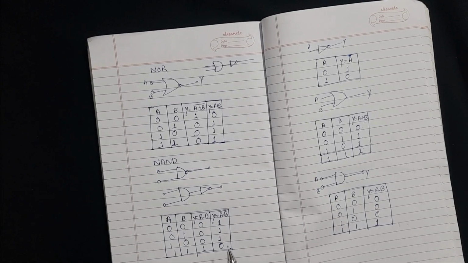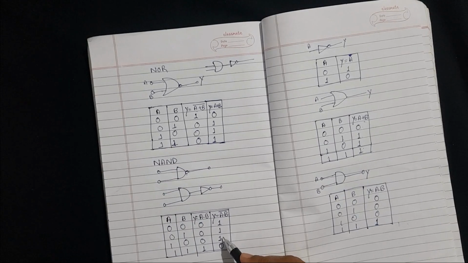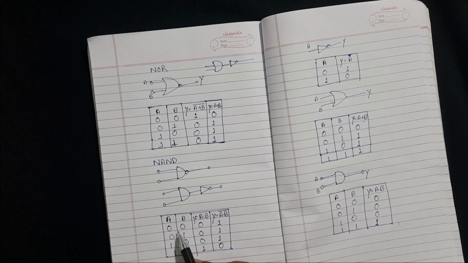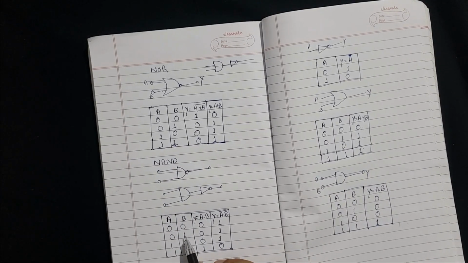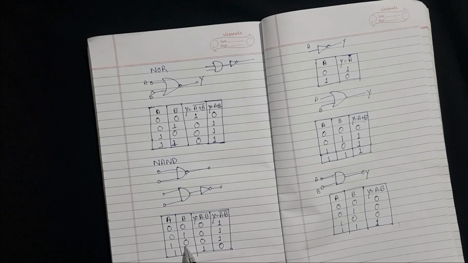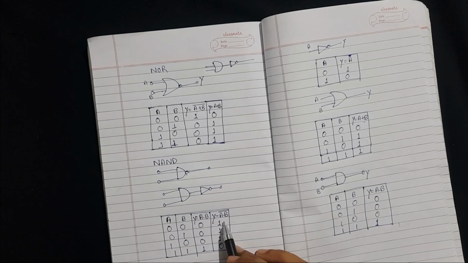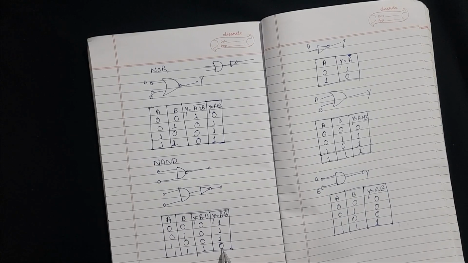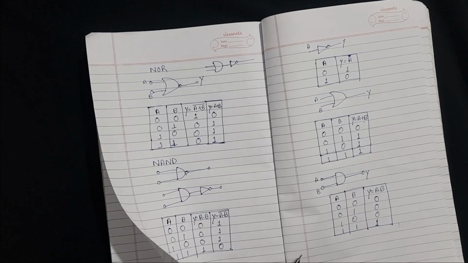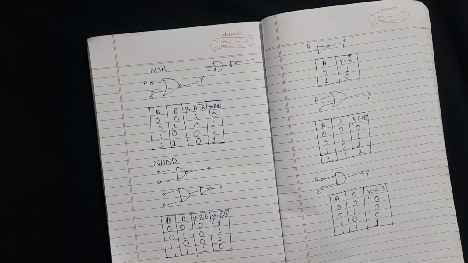So it will give you 1 at the output if you have at least a single input as 0. If you have both the inputs as 1, you will get 0 at the output. Okay, that's how the NAND gate behaves. Now let us move on to another gate.